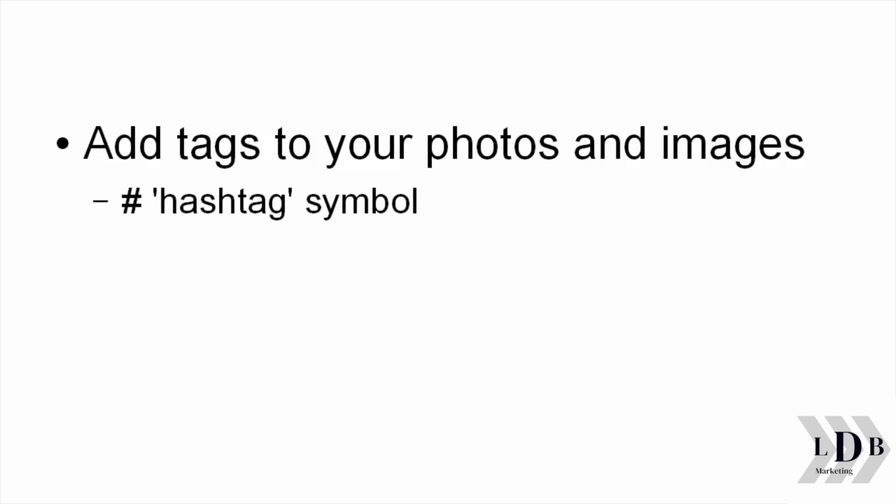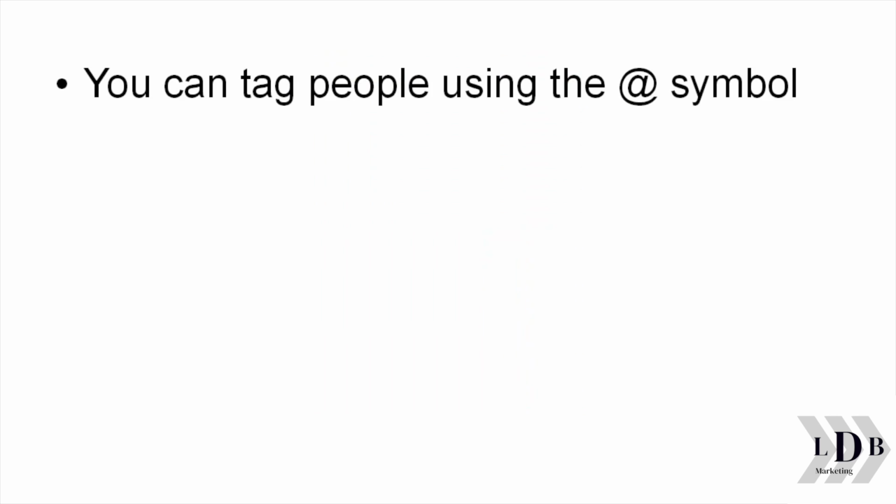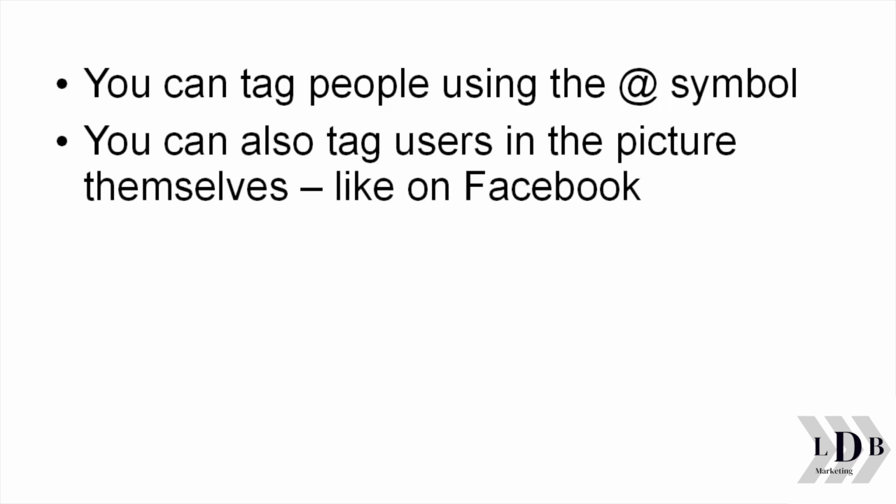And you can add tags to your photos and images. Like I was saying earlier, you can use the hashtag symbol, and it works in a similar way to hashtags on Twitter. So for example, if you were to take this photo and upload it to Instagram, you could have the hashtag hiking trail, hashtag Mount Tamalpais, and hashtag tired. You can also tag people using the @ symbol, again, just like on Twitter. And you could also tag users in the picture themselves, like on Facebook.